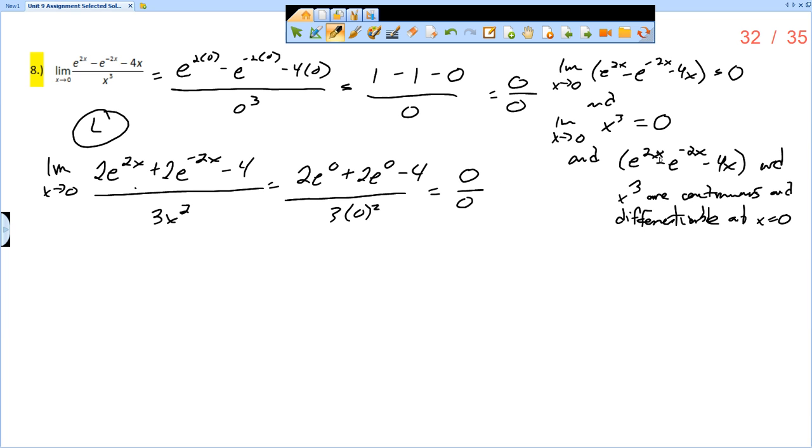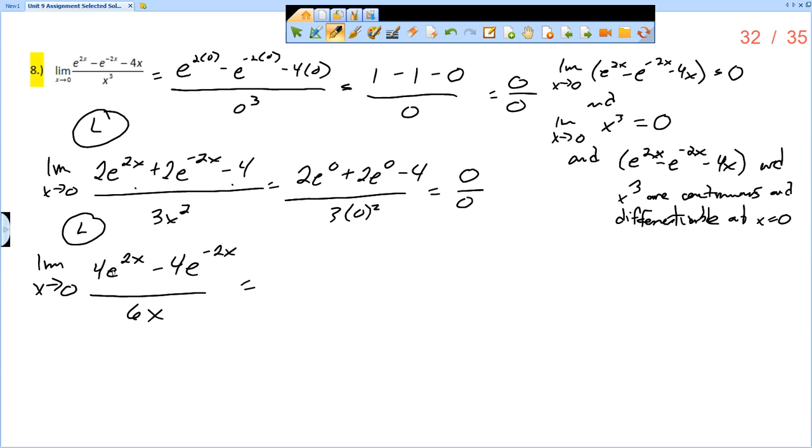So of course, then we would need to restate this for these two functions. But then that would mean that L'Hopital's rule would apply again. So I have a limit as x approaches 0. All right, derivative of 2e to the 2x would be 4e to the 2x. And then I have plus 2e to the negative, so derivative of this is going to be negative 4e to the negative 2x. And then derivative of minus 4 is 0. So then I have over 6x.